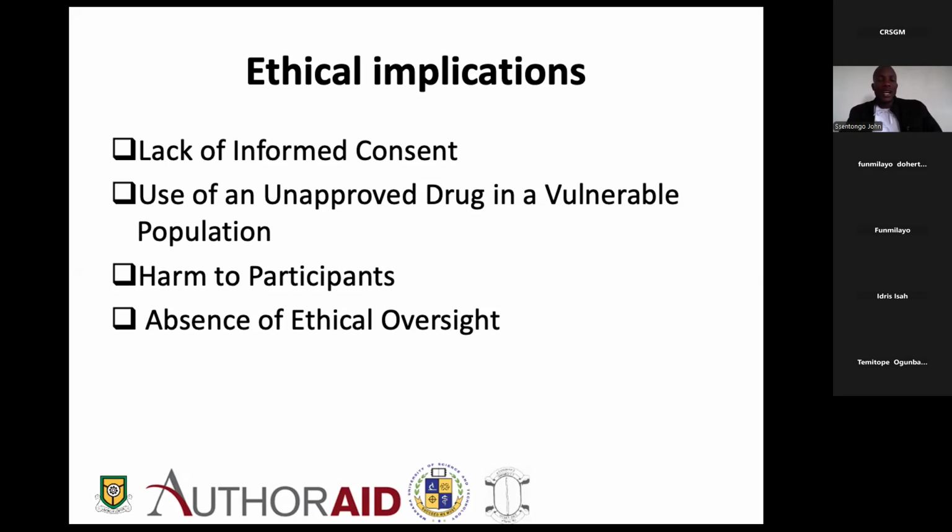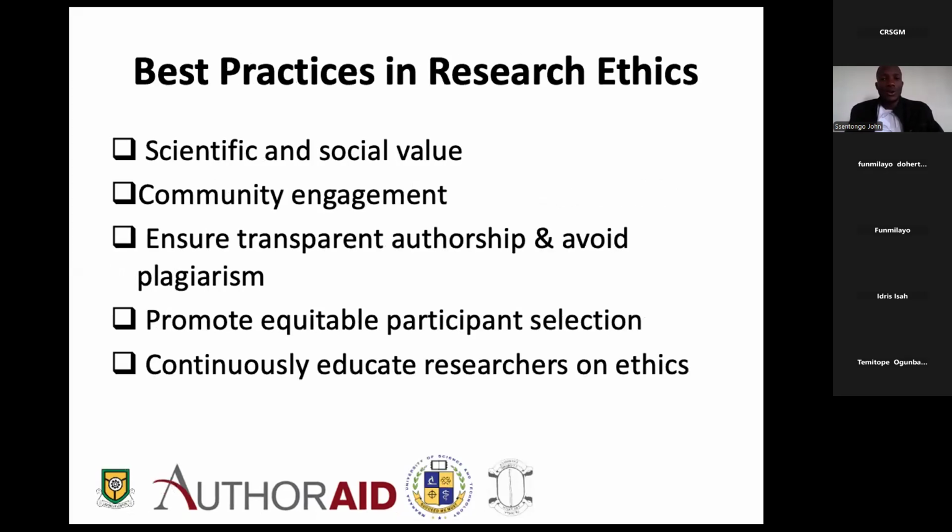So remember, this drug was given to these young children, 200. But I think when I was reading, I think they all died. So there was harm to participants. Harm, we have a risk-benefit analysis. When you're going to carry out any study, you need to weigh the benefits and the risks of a certain study. So if you find that the harm is high, then you stop or halt the study. So there was absence of ethical oversight, whereby I talked about the institutional review boards.